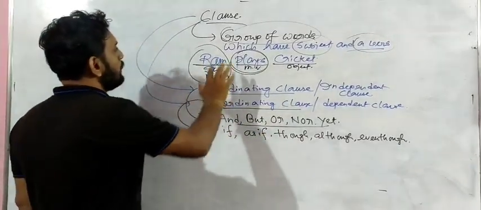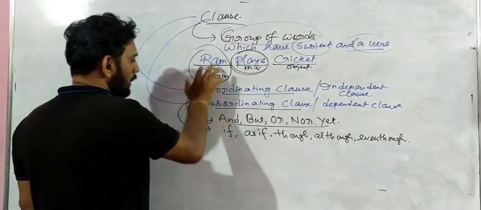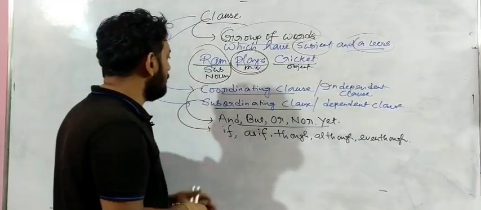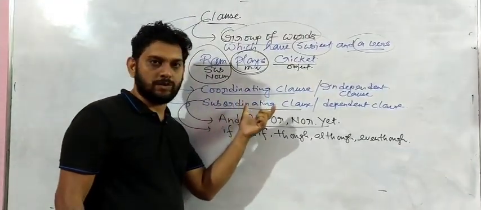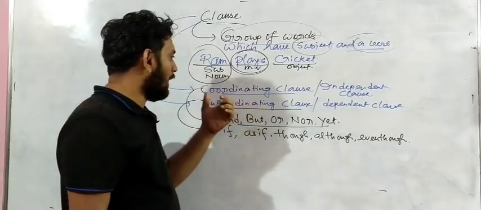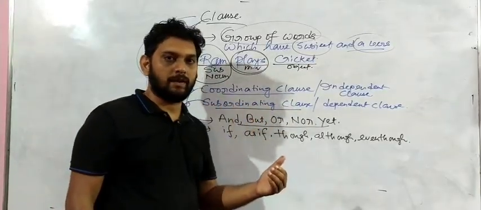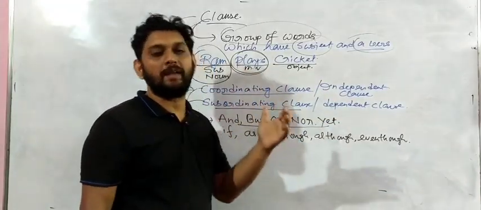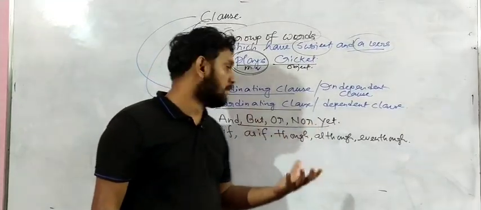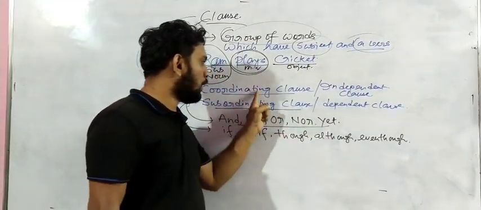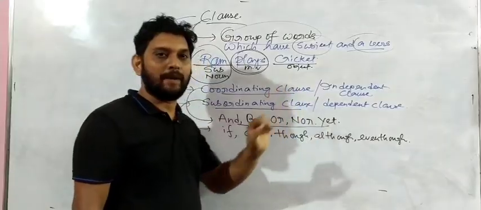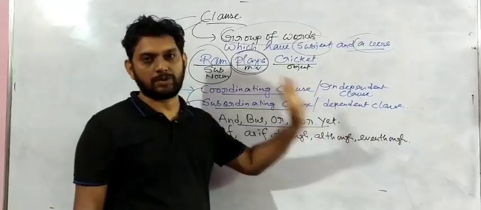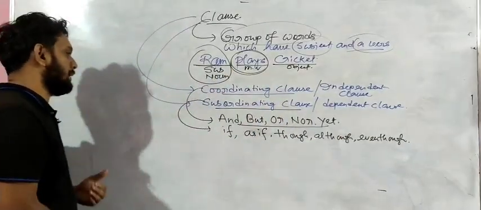So now I have told you what is clause, and I have also given the types: coordinating clause and subordinating clause. Now my friend, here you have seen that coordinating clause should always be an independent clause, not a dependent clause. Always you should remember that coordinating clause should always be independent clause, and subordinating clause is always dependent clause. Okay, let me define it by giving an example.